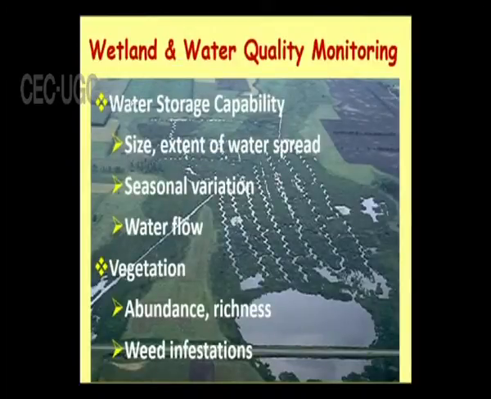And what are the parameters? The water storage capability. So, the wetland ecosystem consists of so many parameters or characteristics, and the major characteristic is the water storage capability, it depends upon the size, extent of water spread. So, you look at the diagram, it is the size of the wetland and it is spreading to a large area also. And the seasonal variation, because water is not permanently stored over here, depending upon the season, in rainy season more water or vice versa, and the water flow, the flow channels, because mostly it is connected to some river or some seashore, and therefore, the water flow, the vegetation, the abundance, richness, and the weed infestation.